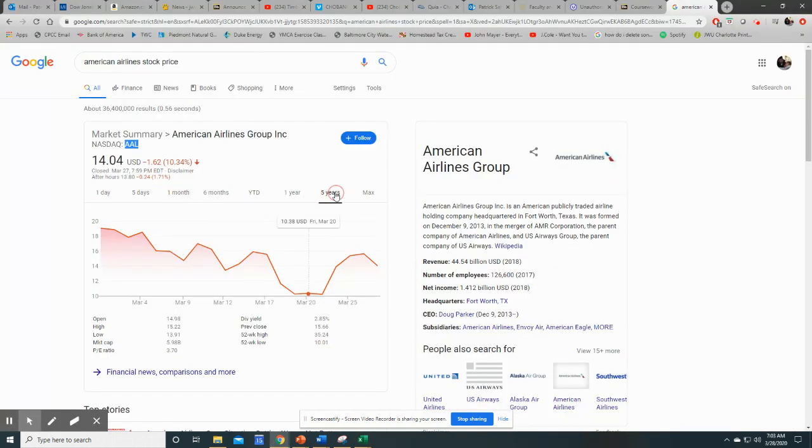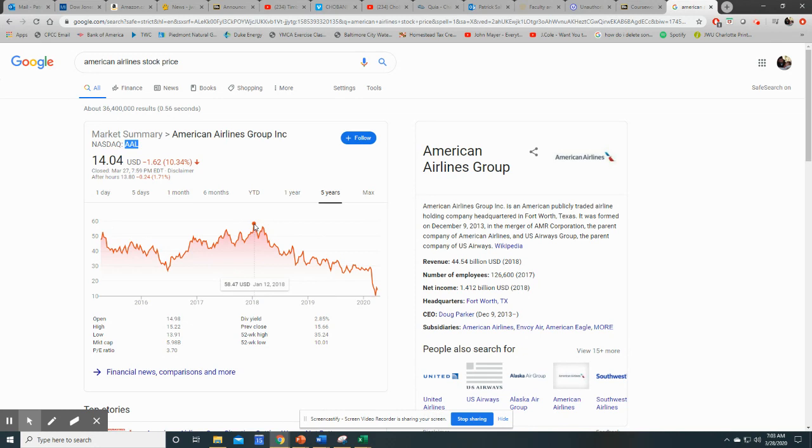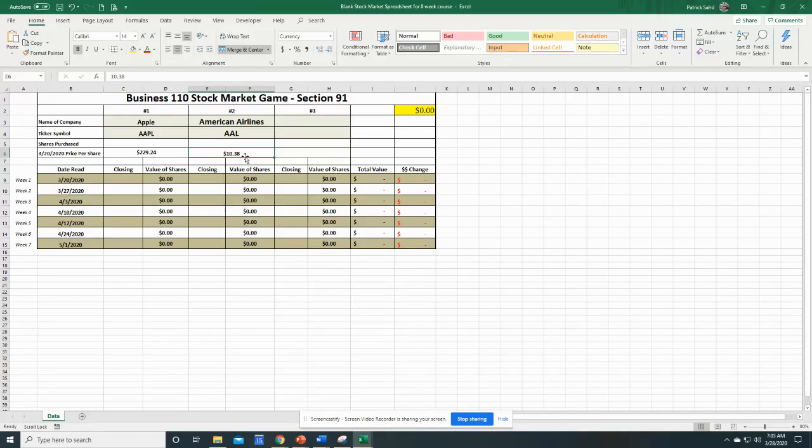Just want to look back on American Airlines in the last 5 years. Wow. Looks like January of 2018, it was up to $58 a share. It's down to 14 right now. All right. And then my third one, I'm going to go with another industry that has gotten crushed, and that is the oil industry. I'm sure you're really pleased with how much gas is at the pump, but that's not all good news. So I'm going to go with BP.